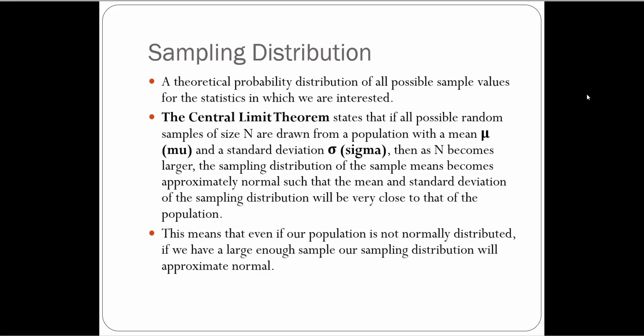And so what this means, and why this is important, is that even if our population is not normally distributed, even if our graph of everybody in our population does not approach that of a normal distribution, if we have a large enough sample, then our sampling distribution will begin to approximate that normal distribution. So if we get a large enough sample size, a large enough n, then the distribution of all the possible sample values will begin to approach that nice bell curve or normal distribution that we're used to.